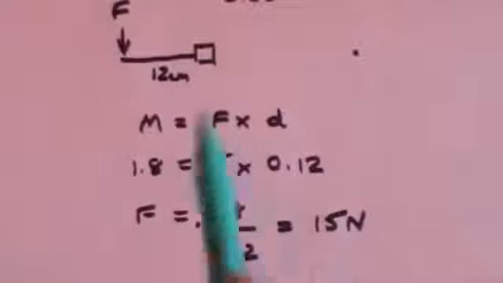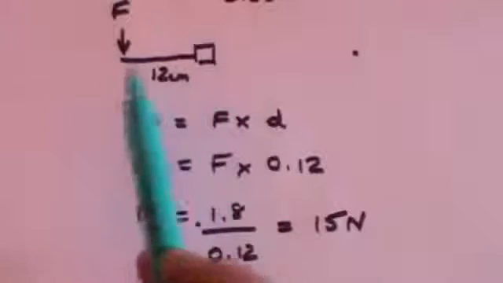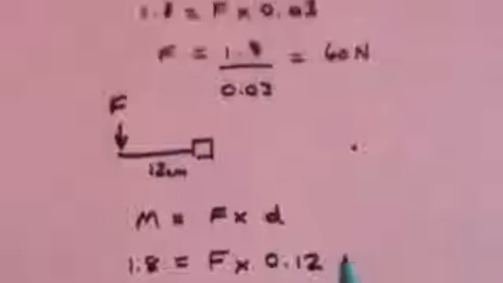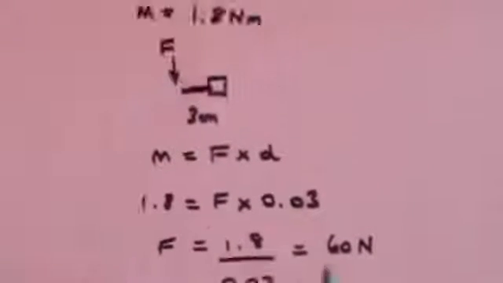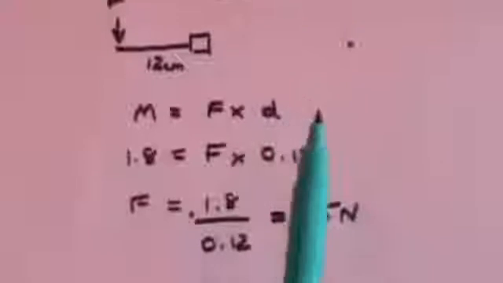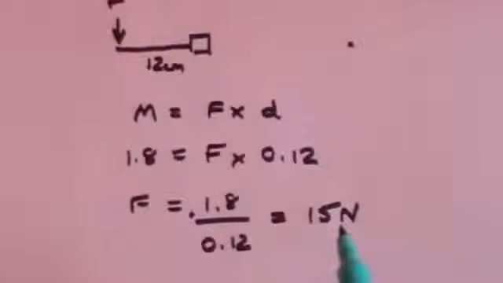So when I stick the short end in and turn the long end, I only need a force of 15 newtons. When I put the long end in and turn the short end, I need a force of 60 newtons. So it's much better and much easier to put the short end in the notch and turn the long end.